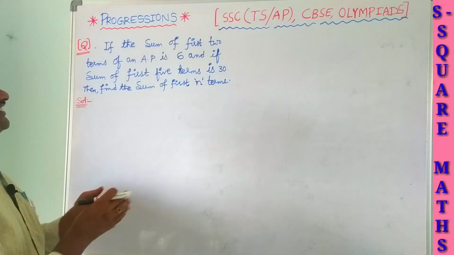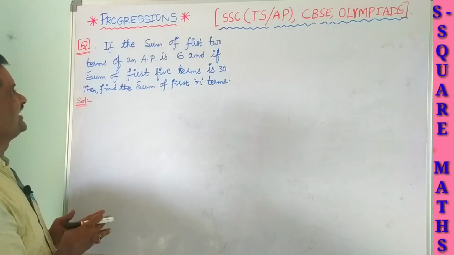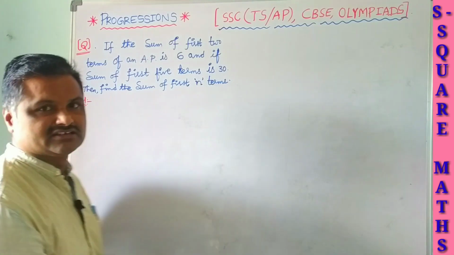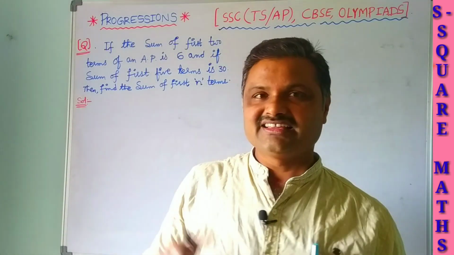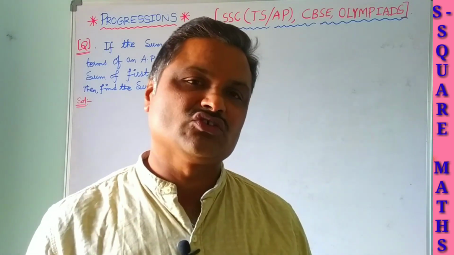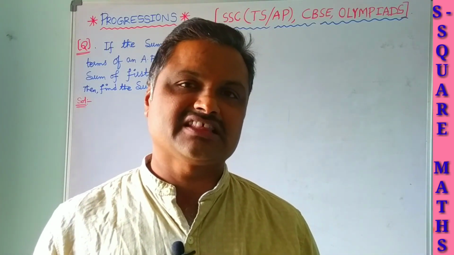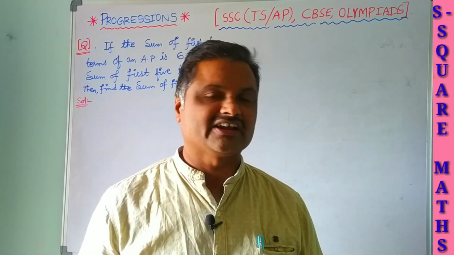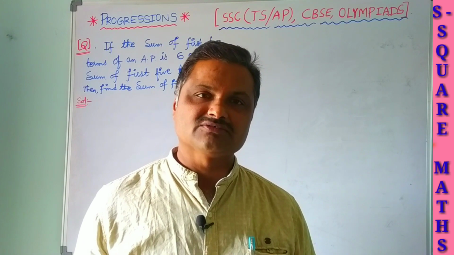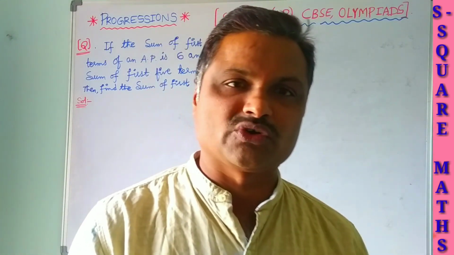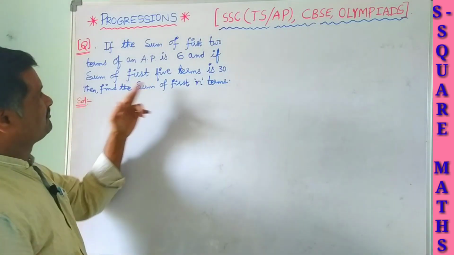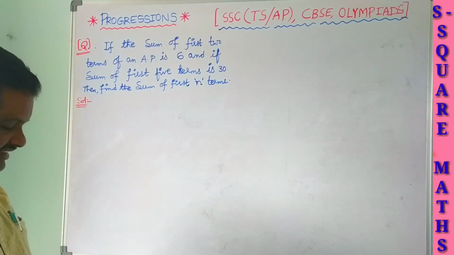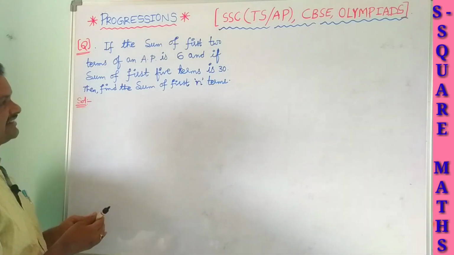If the sum of first two terms of an AP is 6 and if the sum of first 5 terms is 30, then find the sum of first n terms. So this is progressions. Strictly it is AP, nothing but arithmetic progressions. As you know very well, there are many types of progressions: arithmetic, geometric and harmonic. At the same time, for the IIT JEE Foundation and Olympiads, AGP also you have. So this problem is related to arithmetic progressions, AP. So if the sum of first two terms of an AP is 6 and the sum of first 5 terms is 30, then find the sum of first n terms.